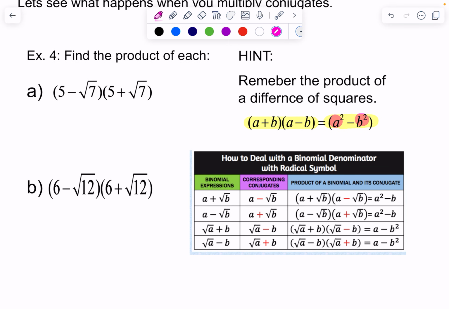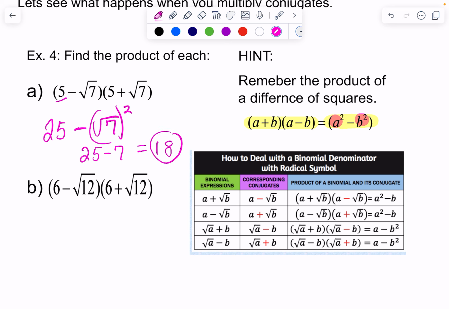When I go ahead and multiply 5 minus the square root of 7 times 5 plus the square root of 7, which are conjugates, this is a difference of squares. So I'm literally going to take my first term, which is 5, and square it, minus my second term of the square root of 7, and literally square it. Remember that when you square a square root, they cancel. So this gives me 25 minus 7, which is 18.